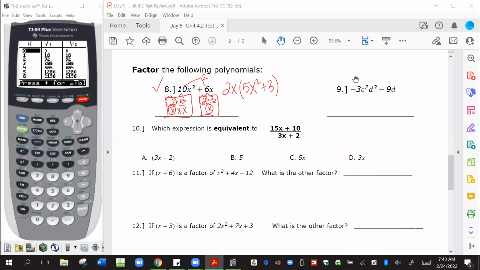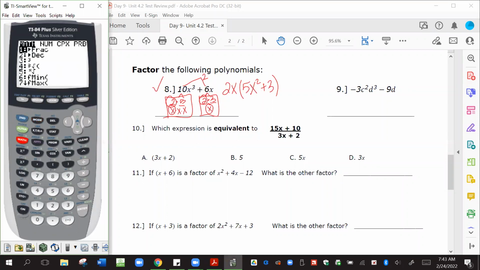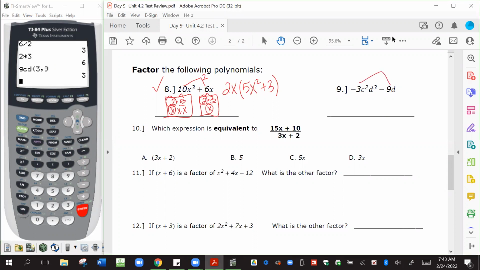All right, number 9's a little bit different. I still have numbers in front, so I can still do my GCF. So I'm going to go math num 9. And I'm going to go 3, 9. And some of you might ask, why did I not put a -3? There's rules. So right here, it is a 3. But because the first term is negative, my GCF is a negative.